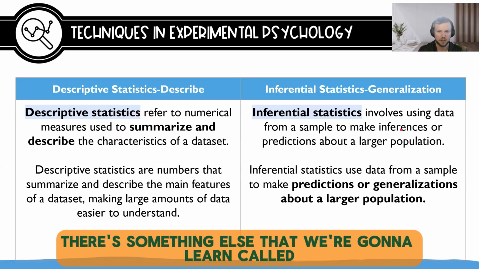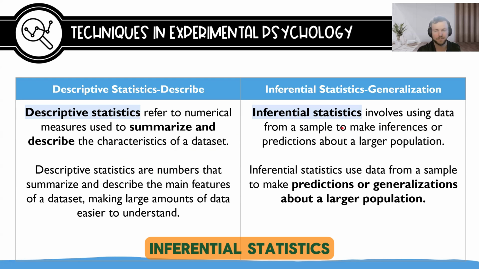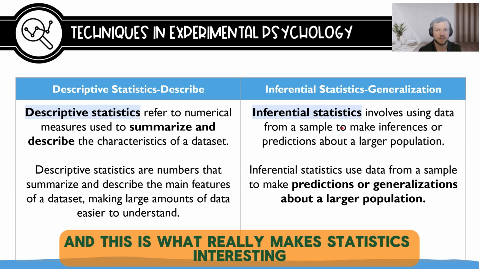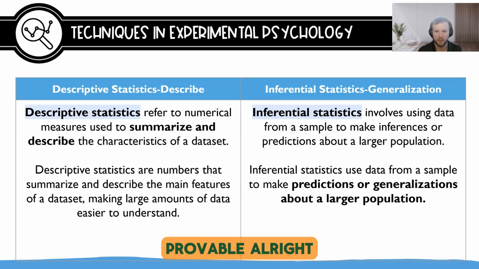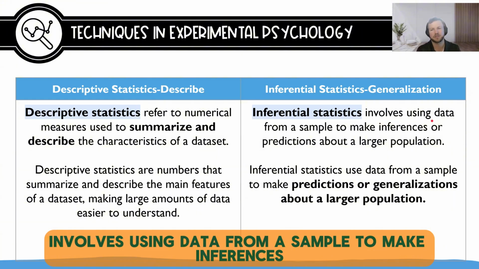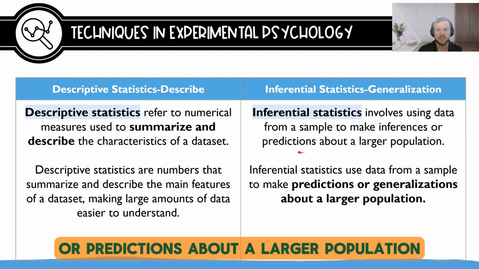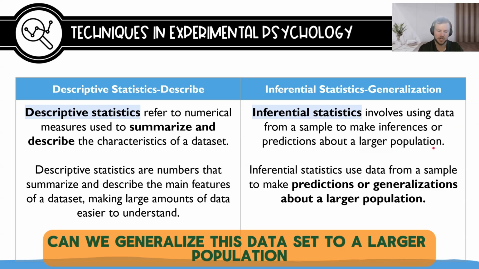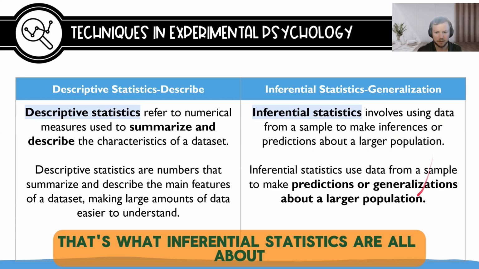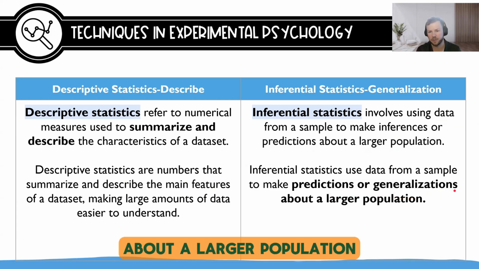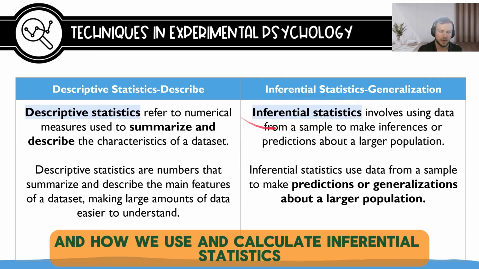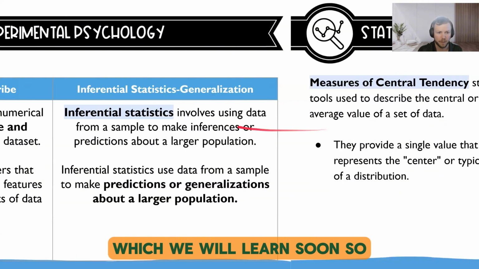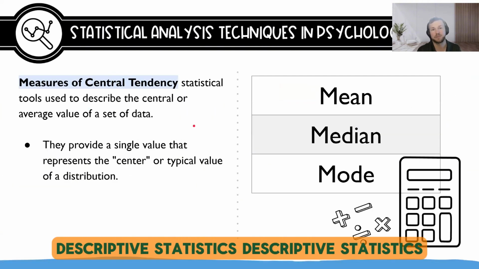Now there's something else that we're going to learn called inferential statistics. And this is what really makes statistics interesting and what makes a relationship between two variables provable. All right, inferential statistics involves using data from a sample to make inferences or predictions about a larger population. So can we generalize this data set to a larger population? That's what inferential statistics are all about, making predictions or generalizations about a larger population. And there's a specific way that psychologists accept and how we use and calculate inferential statistics, which we will learn soon. So let's start with the easy stuff of descriptive statistics.